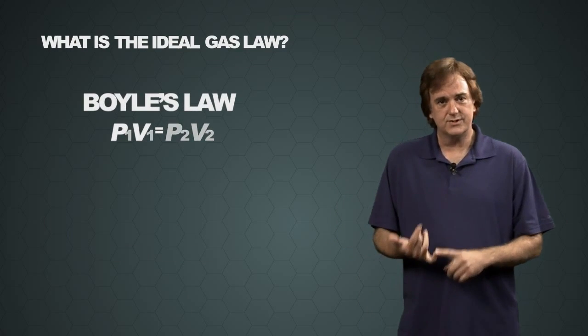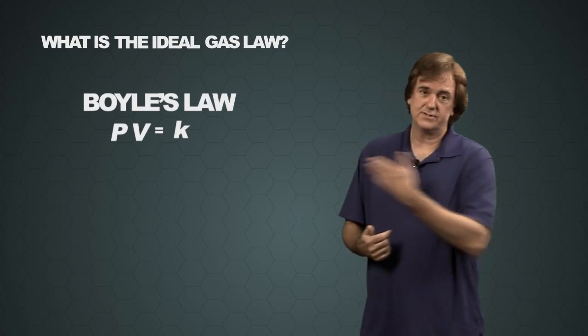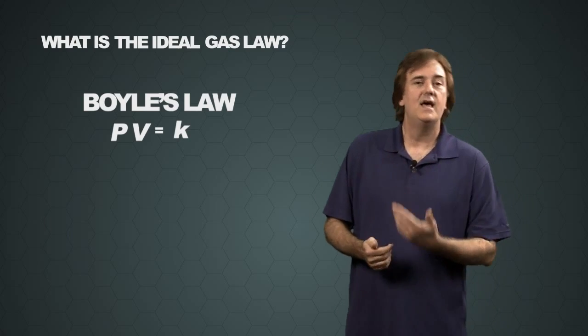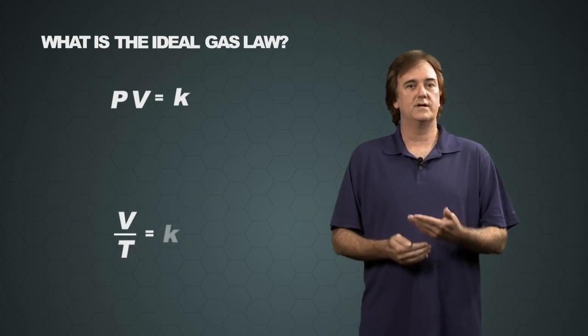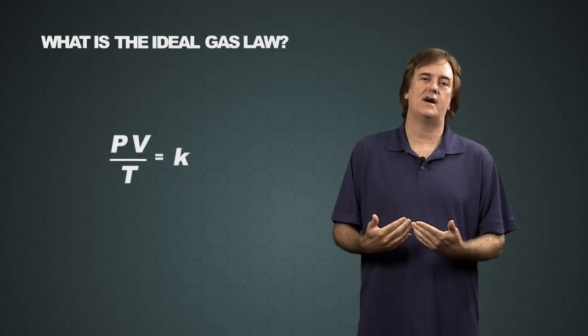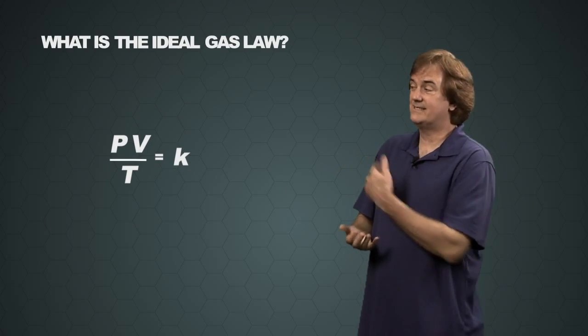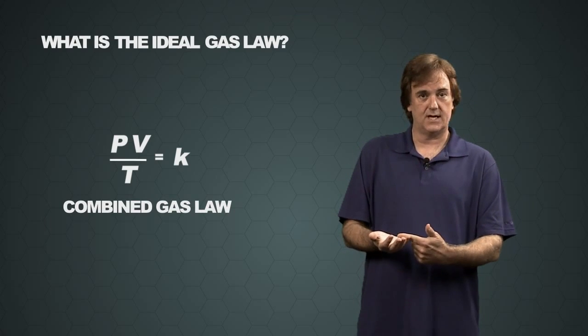Boyle's law is pressure times volume is a constant. And we've got that here now with pressure times volume is a constant. Now we're going to bring in Charles' law, where volume over temperature is a constant. So we simply add a T to this problem in the denominator. Now we've got what is classically known as the combined gas law. Pressure times volume over temperature is a constant.